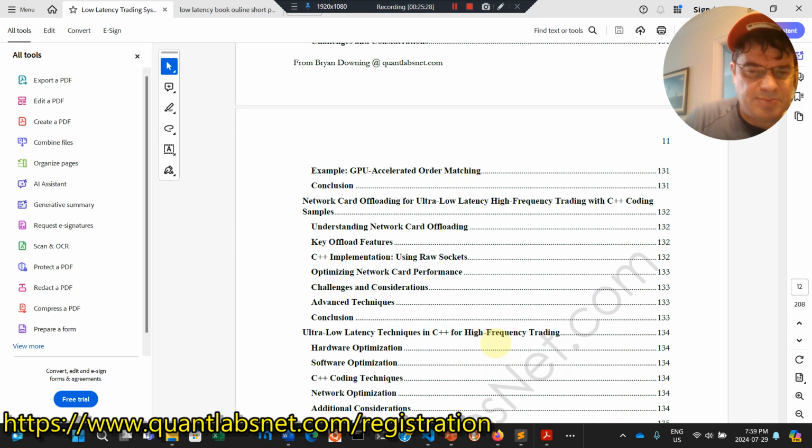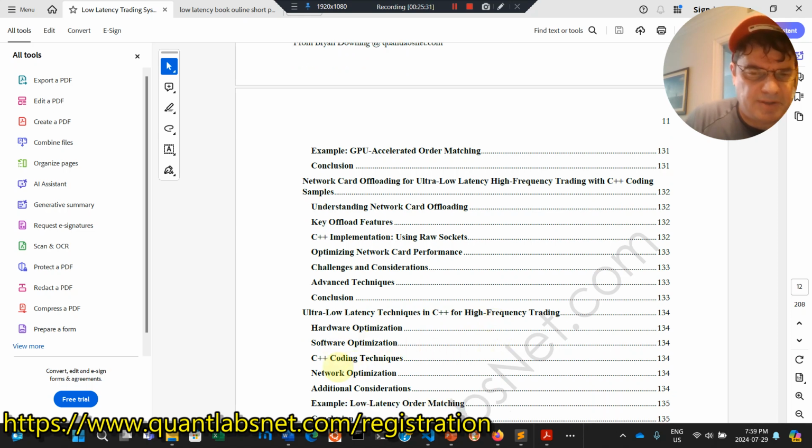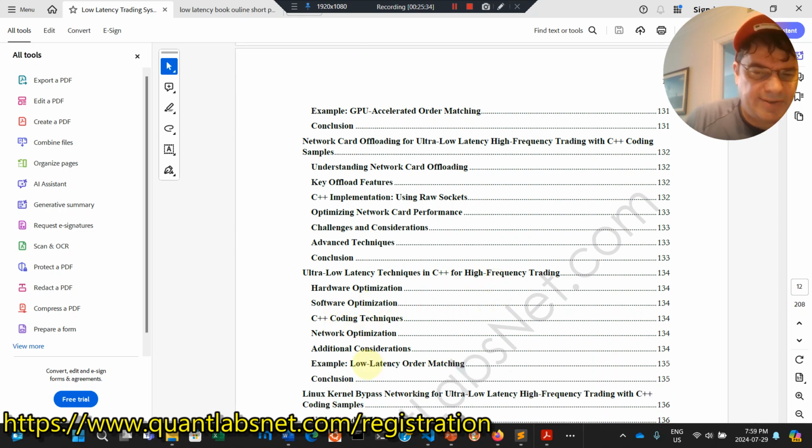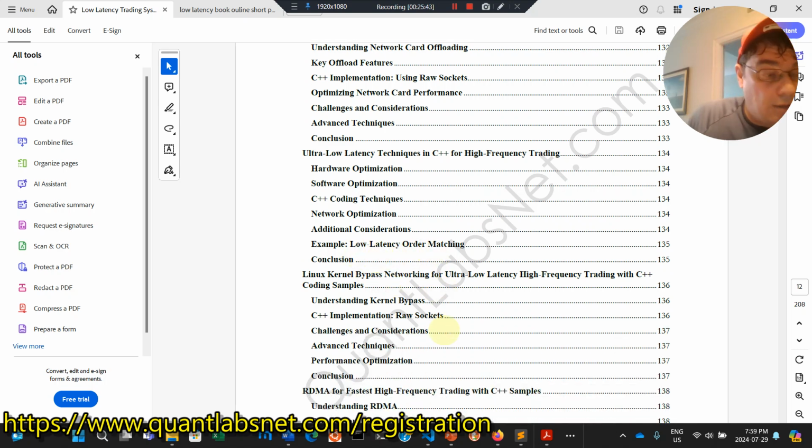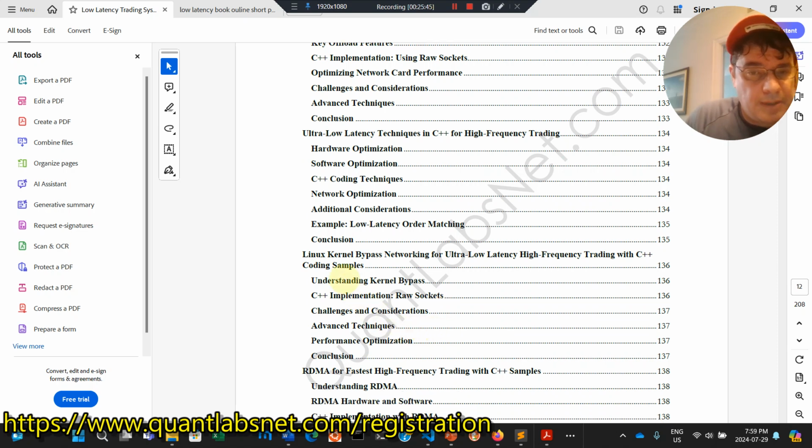Again, low latency C++, hardware optimization, software optimization, coding techniques, network optimization, additional considerations, and another example, low latency order matching. Now, this is another option as well. This is the fastest, but it's going to have some errors in it, so be aware of that. You can do Linux kernel bypass networking for ultra low latency, high frequency trading with C++. Some firms probably do this. They're not going to let you know, but you will need to understand that.